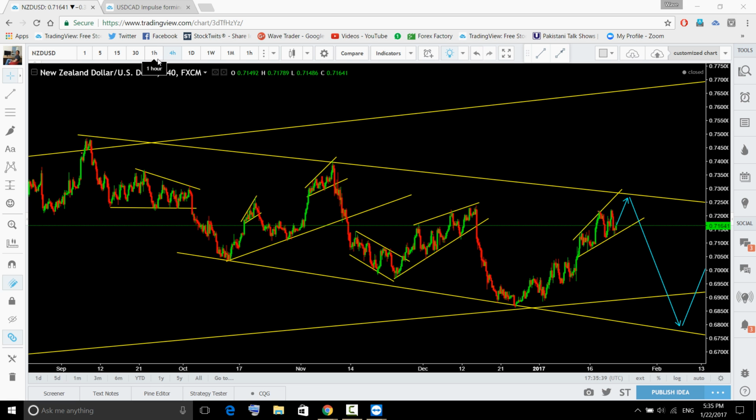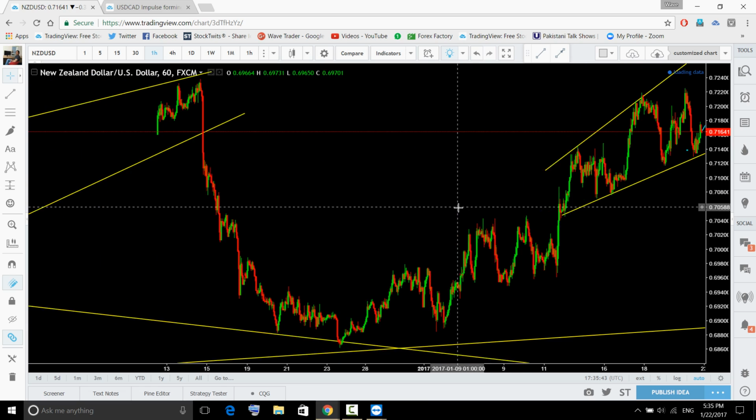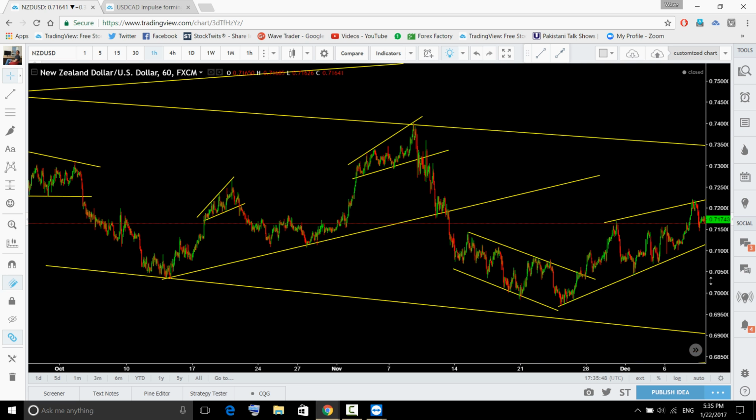So let me point these patterns out on lower time frames so that you guys can understand these patterns.